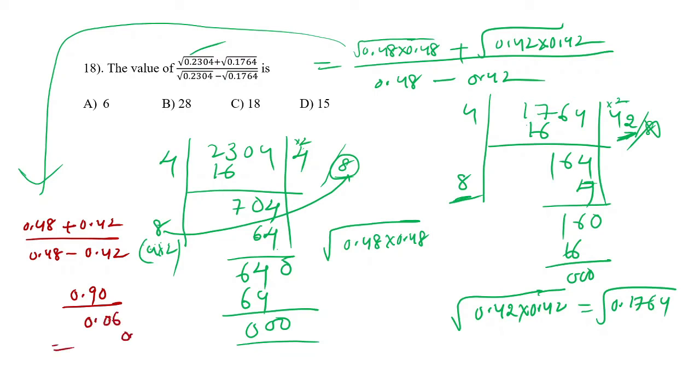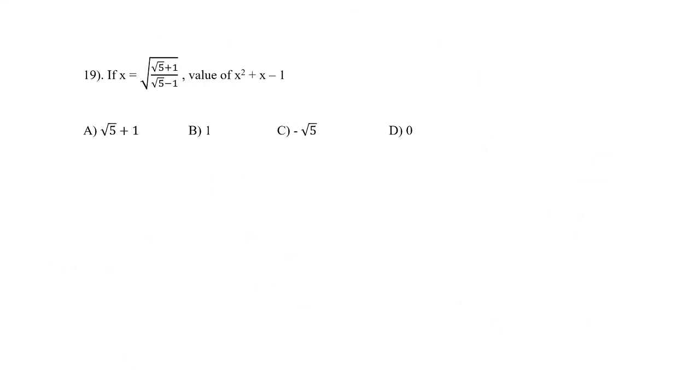0.06. Now 0.9 by 0.06. This is 3 times and here 2 times. And 0.3 by 0.02. Now here into 100 by 100, then 30 by 2, that equals 15 is the result. After final calculation, we got 15 is the result. Option D. Now see 19th question.